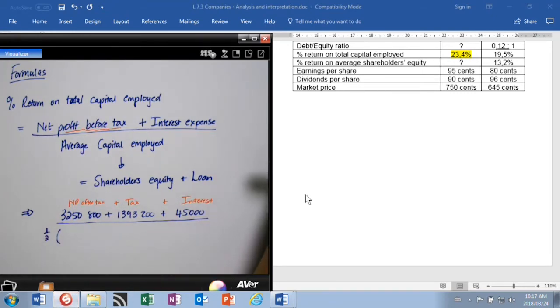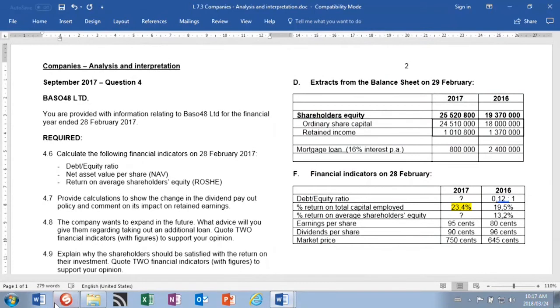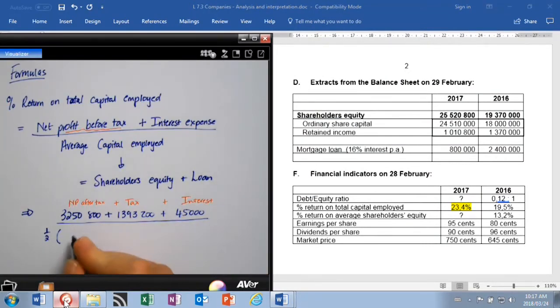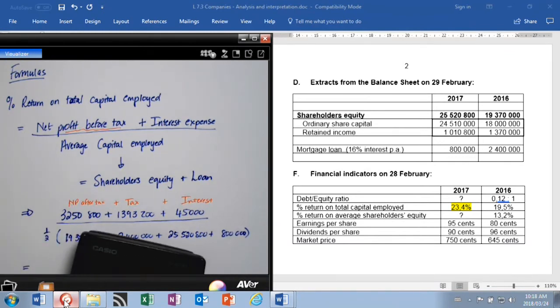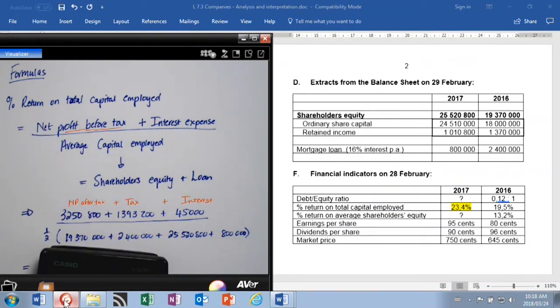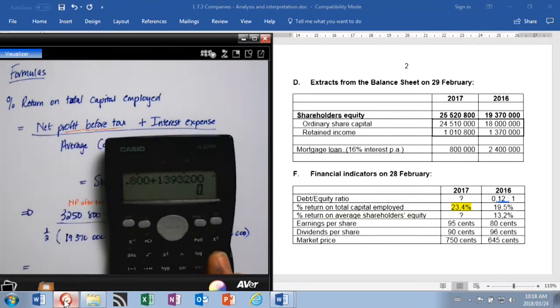Now we say shareholders' equity plus the loan. That gives you last year 1,937,000 plus the 2,400,000 for last year's loan, plus 2,552,800 plus 800,000 for this year's loan. Okay, so that gives us, this is a big calculation. I must just make sure that I do the correct calculations.